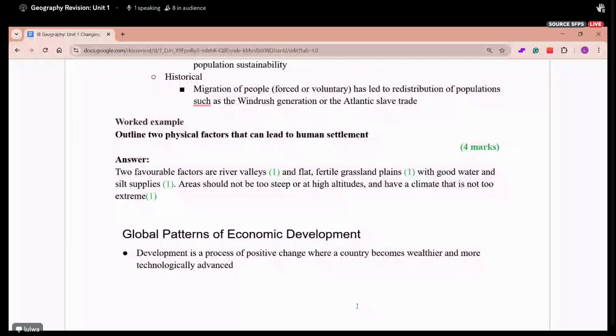So one worked example or exam type question is: outline two physical factors that can lead to human settlement. These are usually worth 4 marks. With 4 marks, that means you have to describe 4 distinct points. So for example, you have 2 favorable factors, which are river valleys and flat fertile grasslands, plains with good water and silt supplies, and then you develop each for a further point, which is that areas should not be too steep or at high altitudes and have a climate that is not too extreme. So this is a sample answer, and you can use the information above to work out your answer.